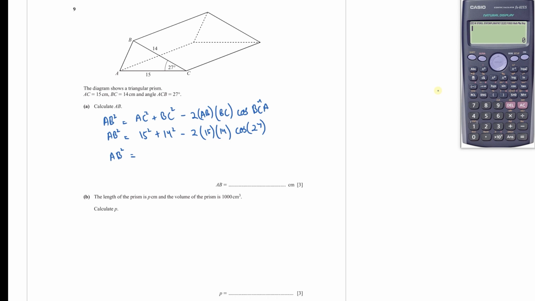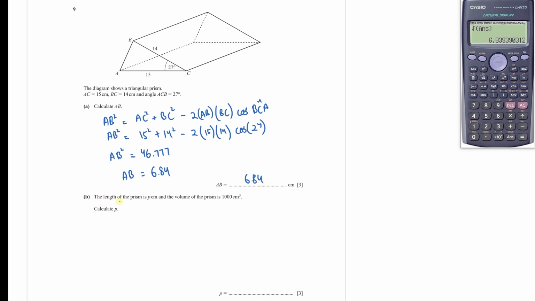So this will give us AB square. So let's calculate that. It's 15 square plus 14 square minus 2 times 15 into 14 into cos of 27. So this is 46.777. And then AB will be the square root of this. So square root of answer. So this will be 6.84 in three significant figures. So 6.84 centimeters.